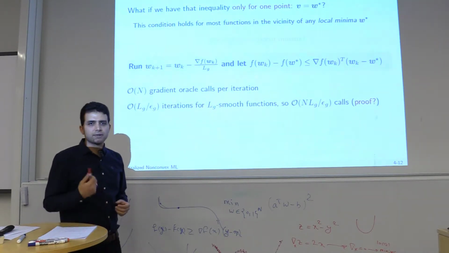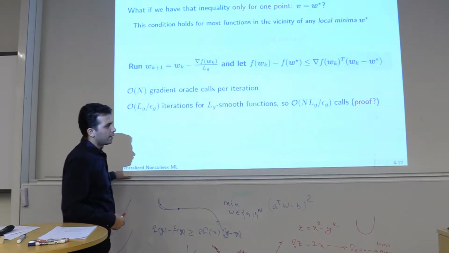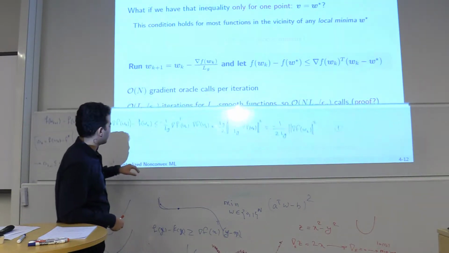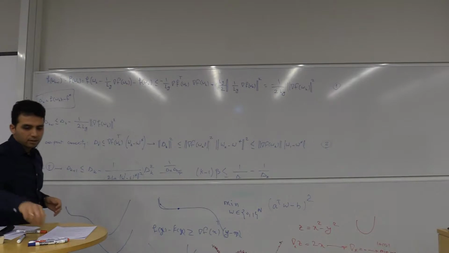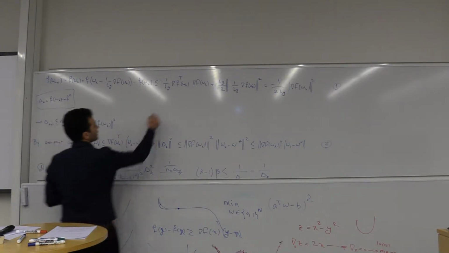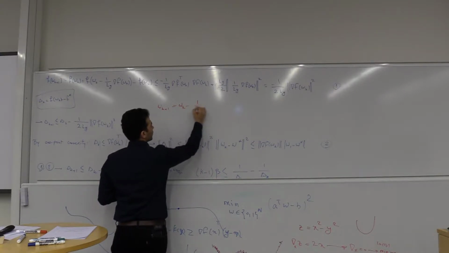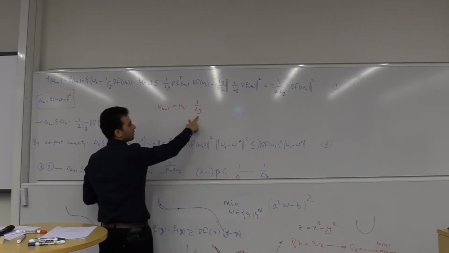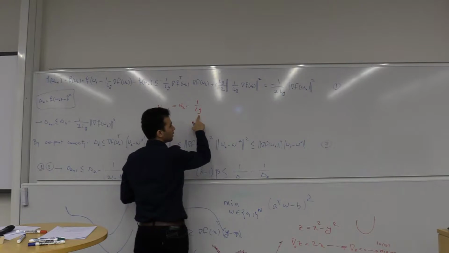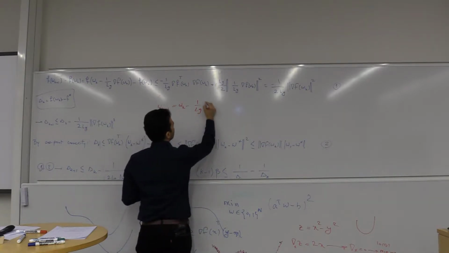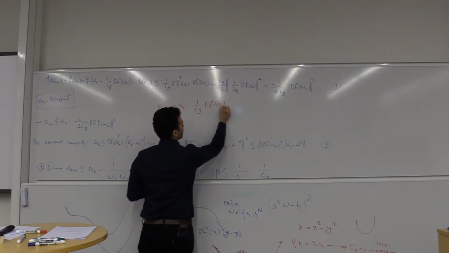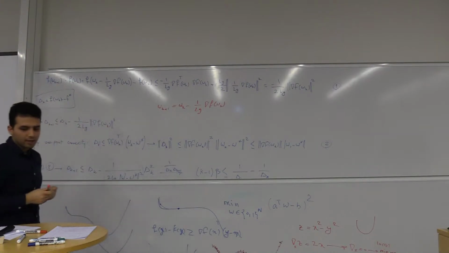Can we run simple gradient descent and converge? And the answer is actually yes. The update that we have is wk plus 1 equals wk minus 1 over L_g, the step size, times the gradient of f at wk. L_g was the smoothness constant of the function. So this is the update that we have.